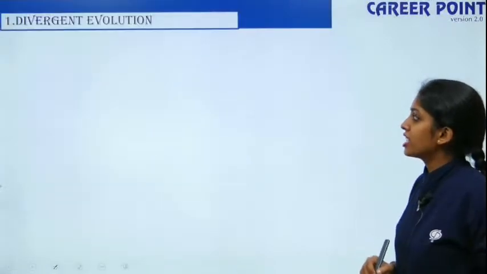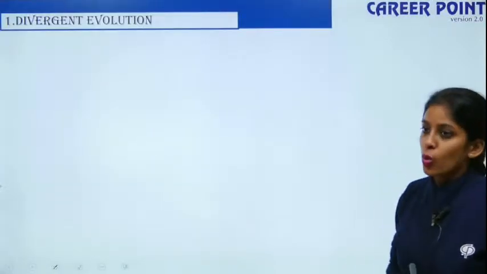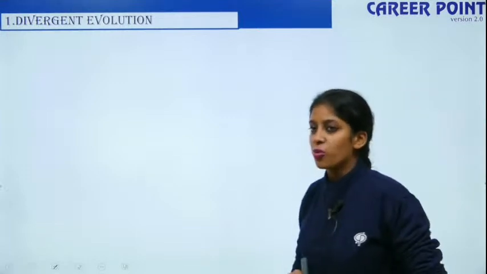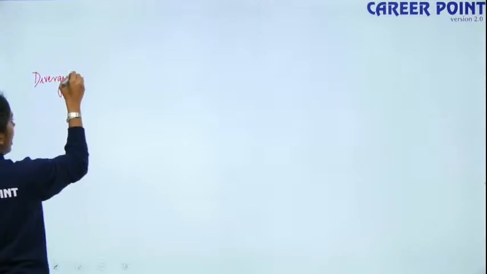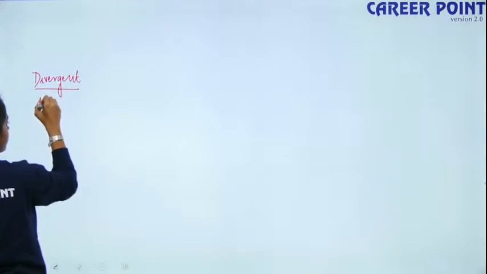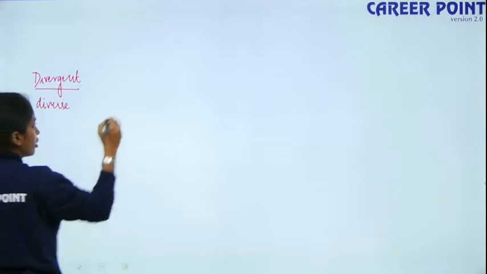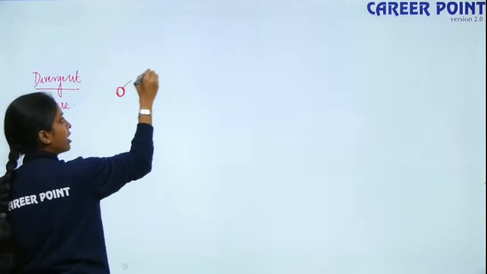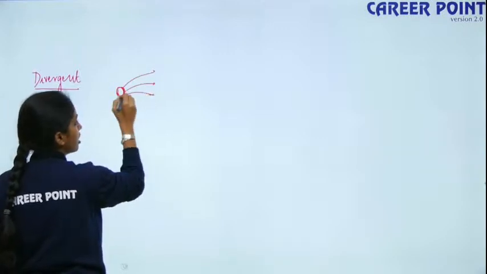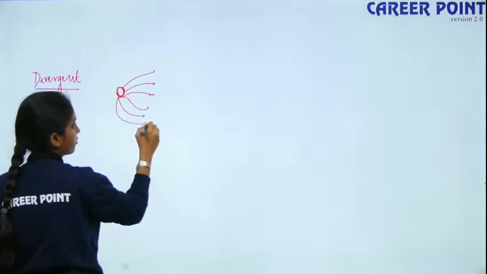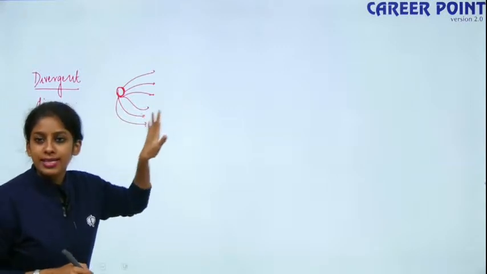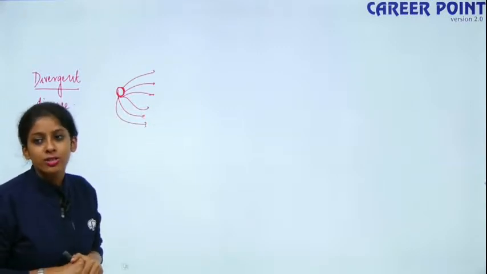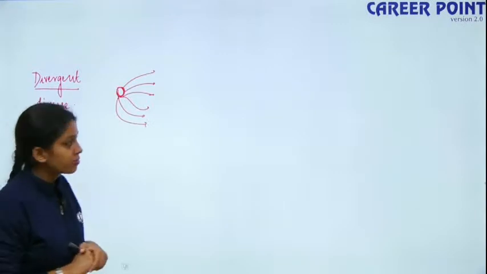The next one is comparative anatomy. We have divergent evolution and convergent evolution. So what is divergent and what is convergent? Divergent is diverse. You start from a single point and you move in different directions. So it started from a single point and it spreads into various points. This is known as divergent evolution.